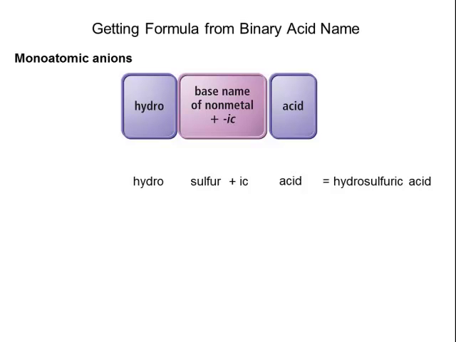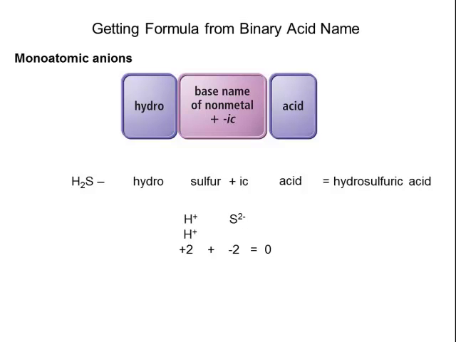Okay, well, when I look at that base name, that helps me determine what monoatomic anion I'm dealing with. Once I know the monoatomic anion, I just need to add enough H pluses to balance out the charge so I get a charge of 0. So when looking at this, sulfur is going to be an S2 minus. I need 2 hydrogens to balance out the charge, so I have a +2 plus a -2. Gives me an overall charge of 0. So my formula is H2S.